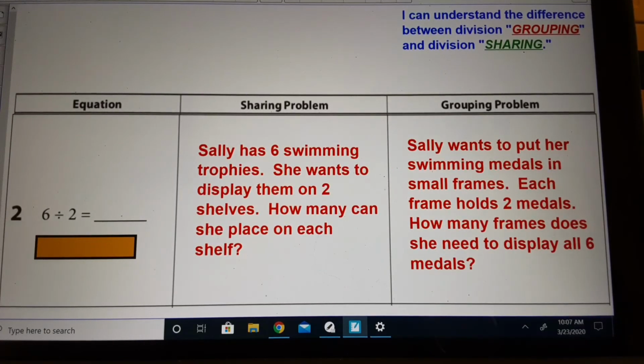Let's move on to 6 divided by 2. 6 divided by 2 is 3.